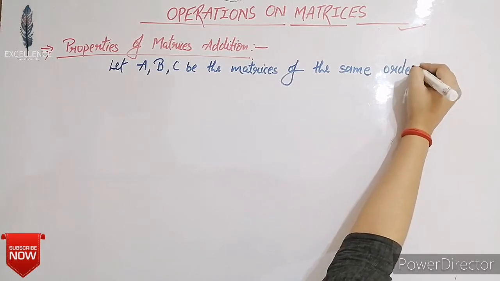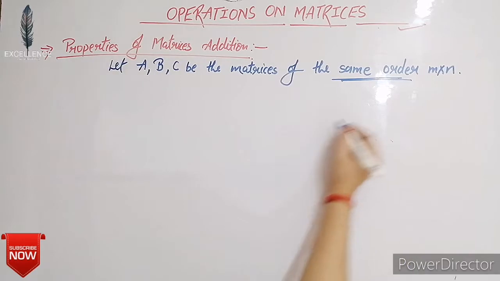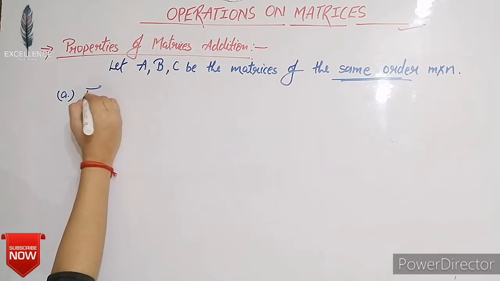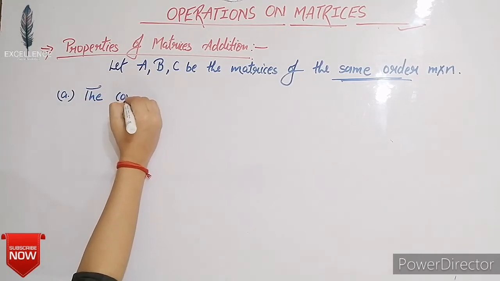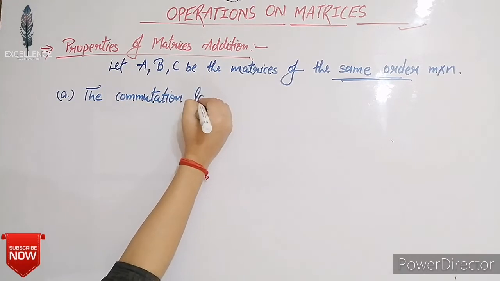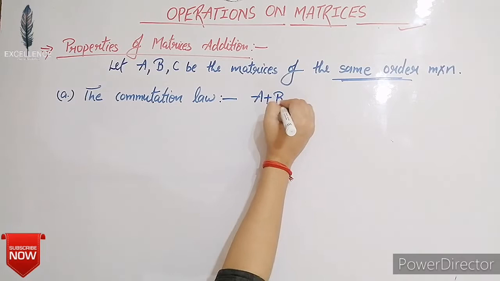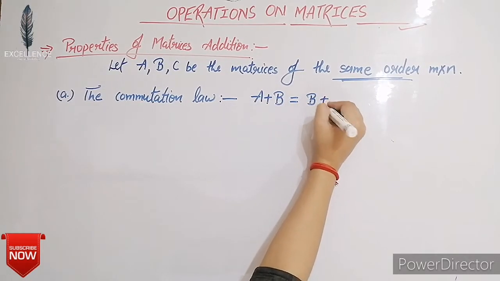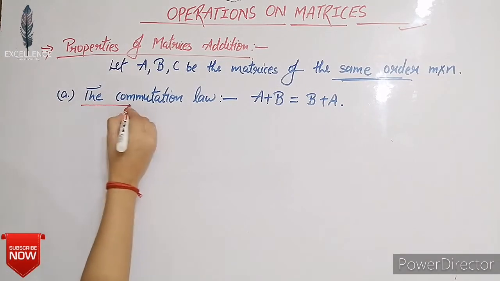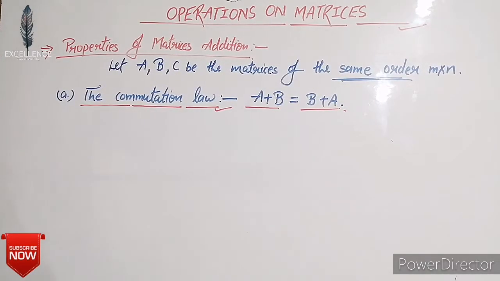Okay. So here the first property is the commutative law. Addition of matrices satisfies the commutative property. According to this, A plus B is equal to B plus A. It's satisfying the commutative property. So the commutative law says that A plus B is equal to B plus A.